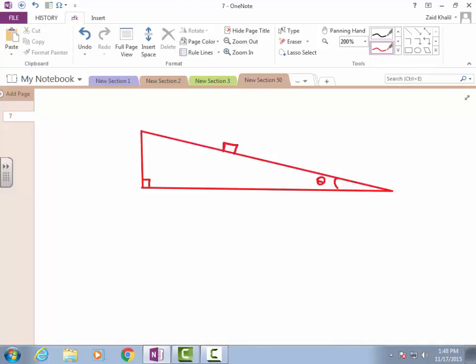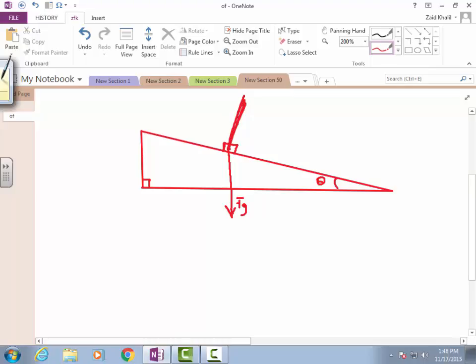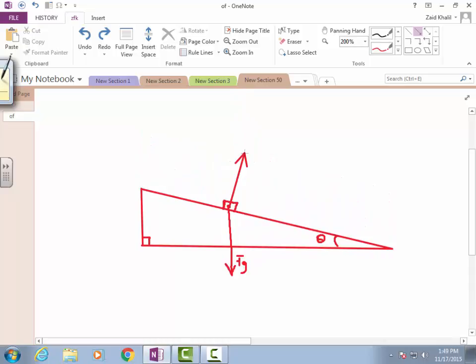So, what are the forces acting on this? Gravity. And where's gravity acting? Straight down towards the center of the Earth. This is Fg. What else? Normal force. Where's normal force acting? Perpendicular to the plane. That's right. I'm going to be a little bit more exact. There we go. What else?